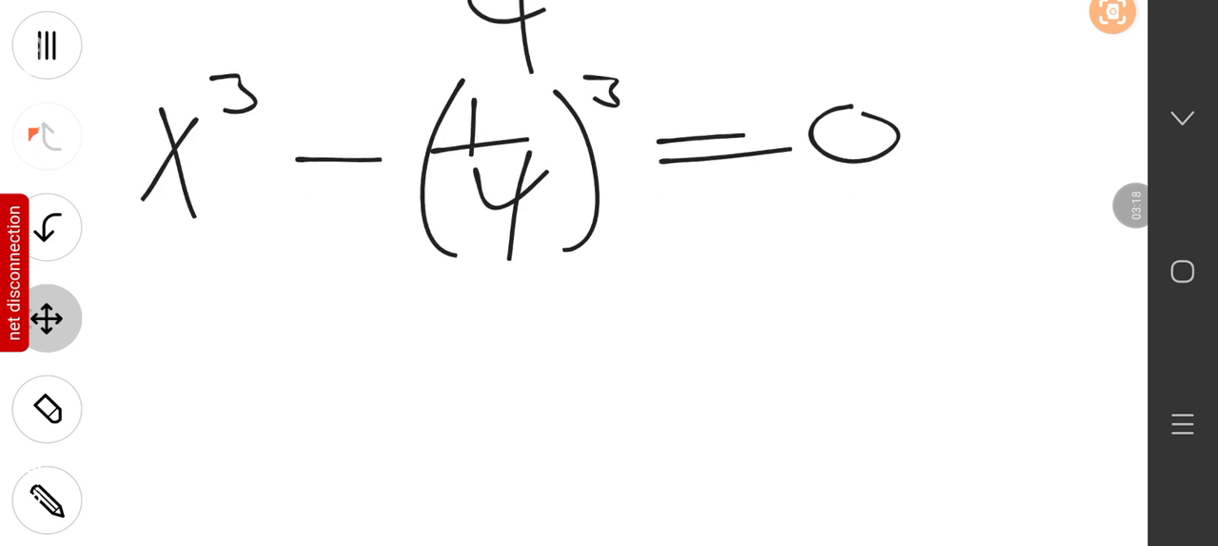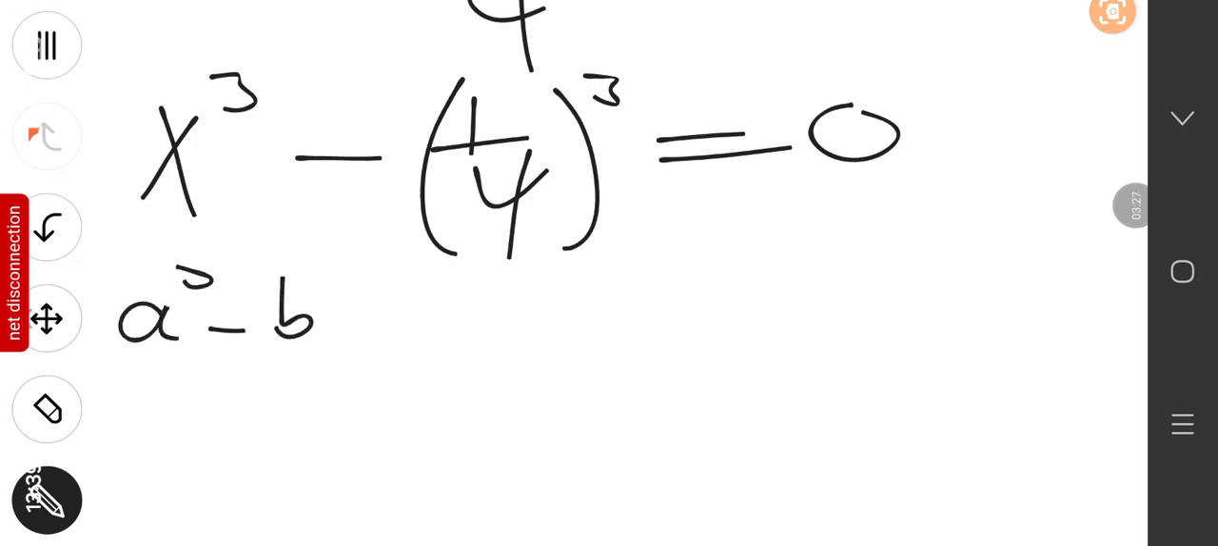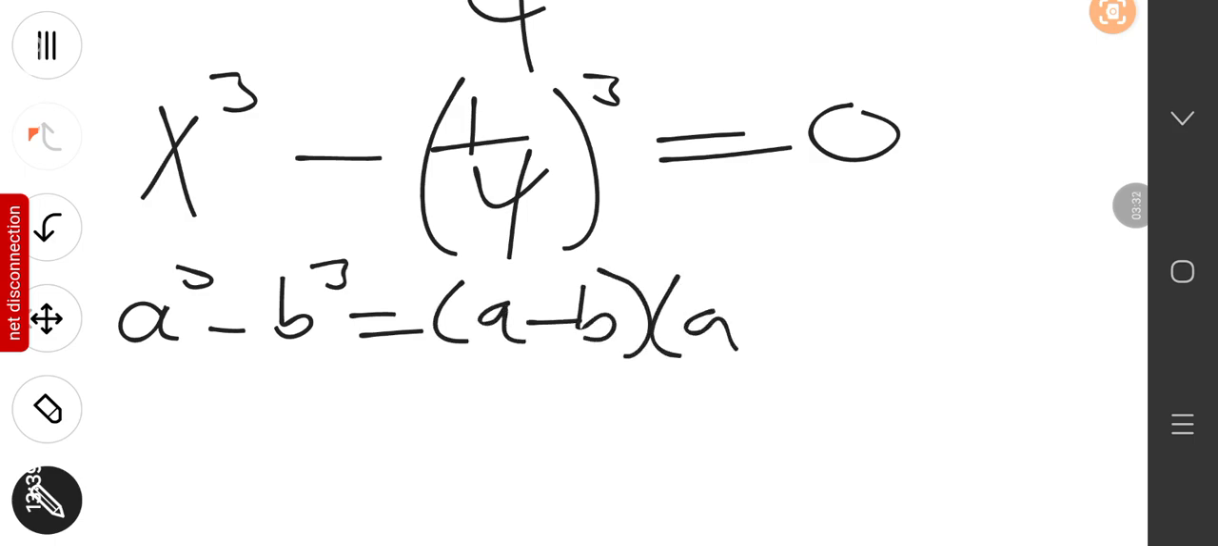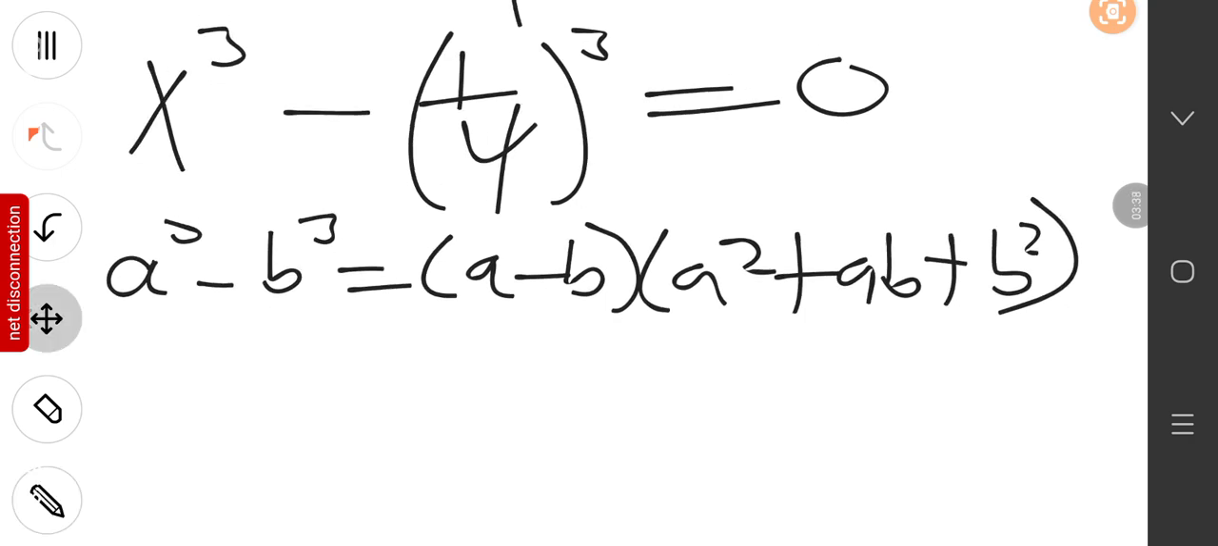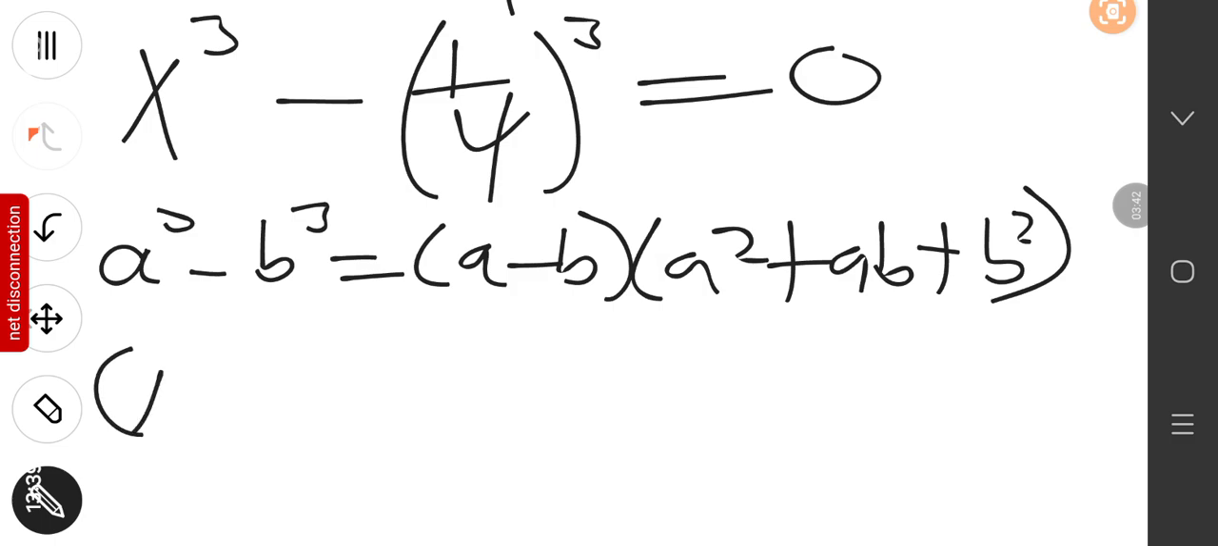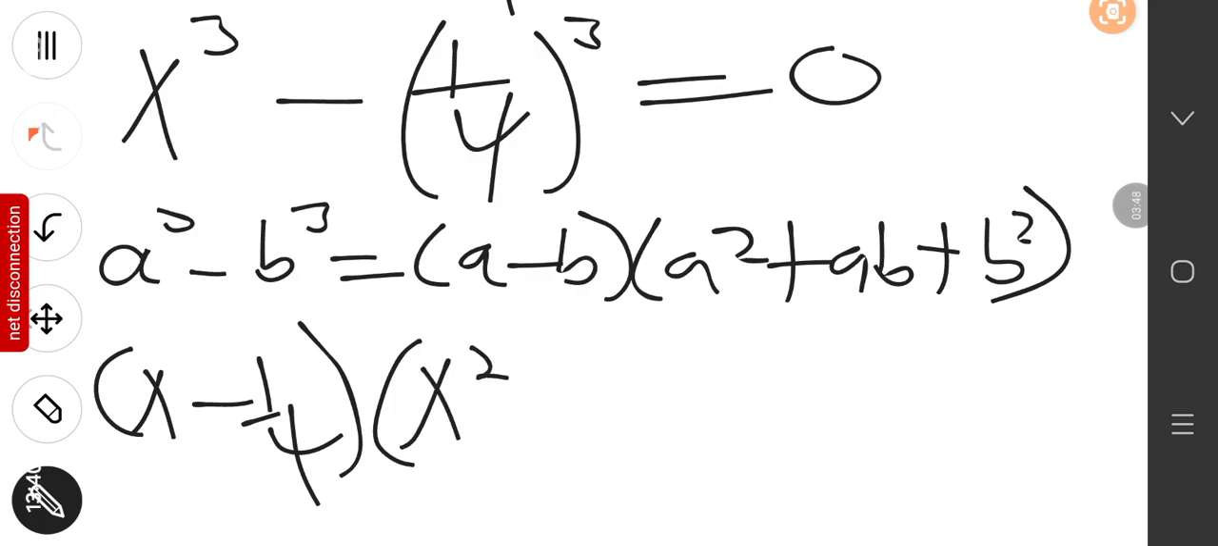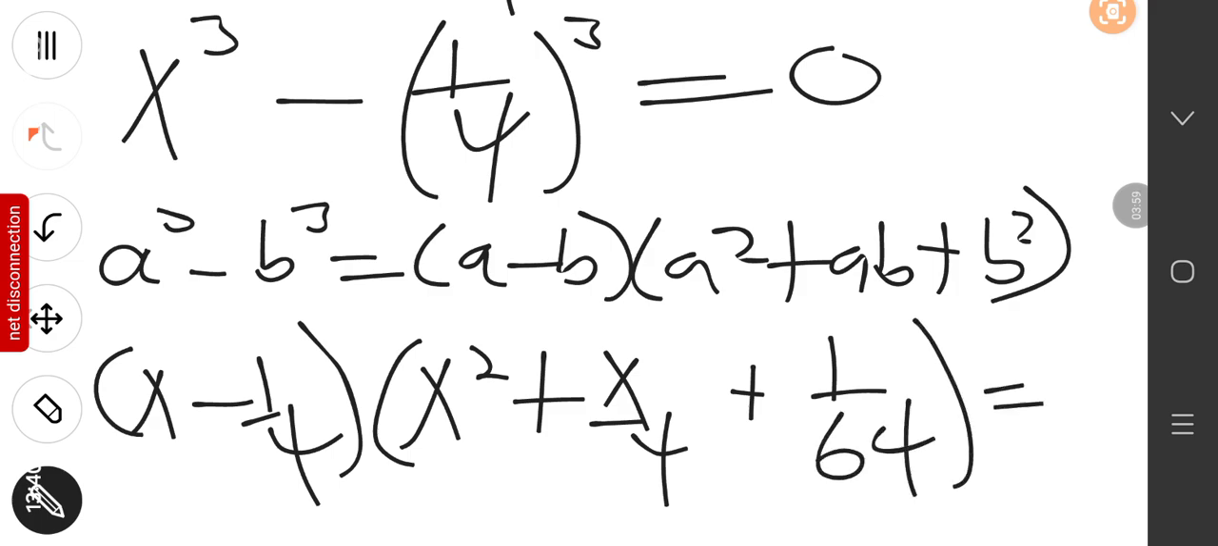Now we are going to apply the difference of cubes identity. Let's state it: if you have a cube minus b cube, this gives us a minus b times a squared plus ab plus b squared. Let's apply this to our question. We have x minus 1 over 4, and then x squared plus x over 4 plus 1 over 4 squared, which gives us 1 over 64, equals 0.